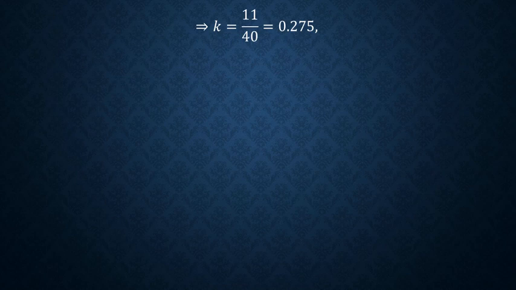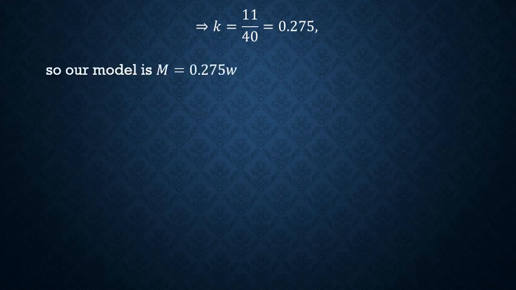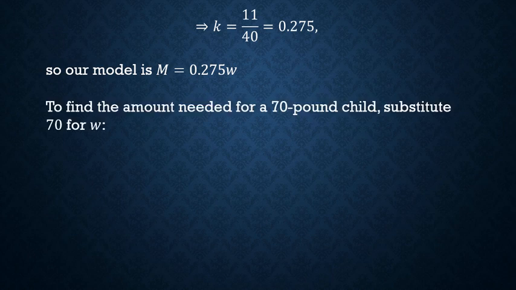I'm going to take this value of K and substitute it back into the model from step one, and this is the final model that we are going to be using. This is what we're going to use to actually solve the given problem. So M is equal to 0.275 times W. Now let's answer the two questions we had. To find the amount of medicine needed for a 70-pound child, you simply substitute in 70 for W, and you do the multiplication, you get 19.25 milligrams.